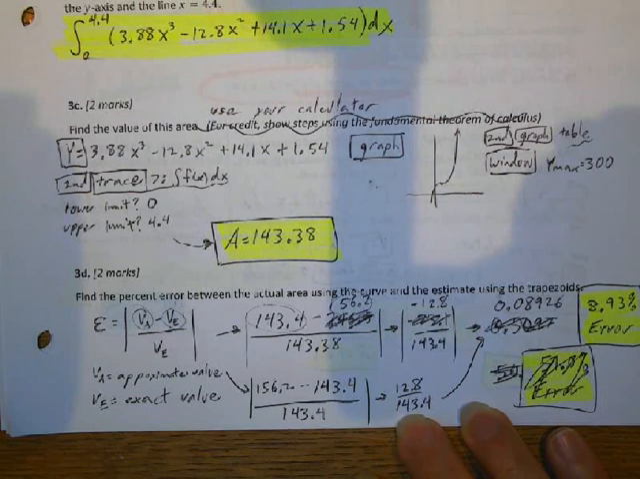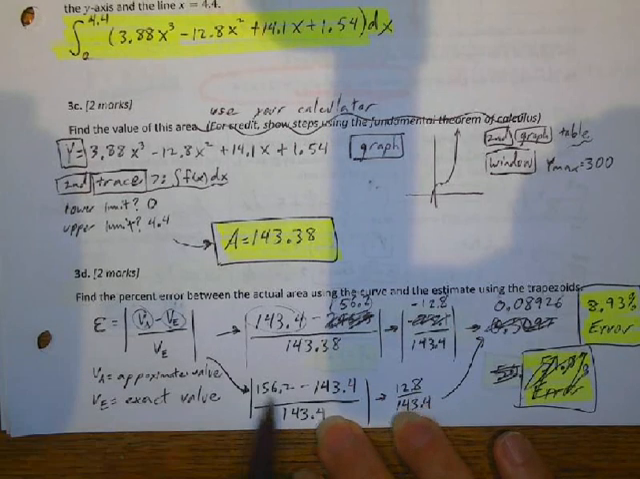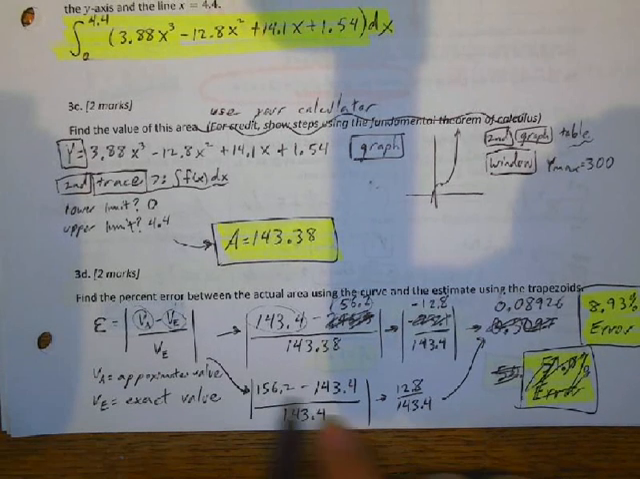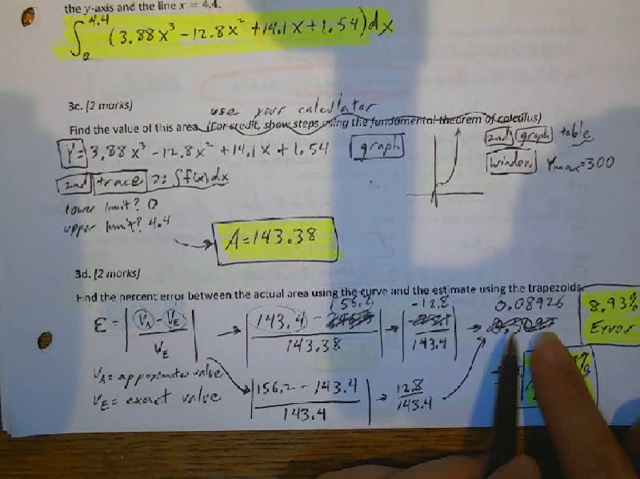Okay, so this is the approximate value minus the exact answer divided by the exact answer. Then I end up with 8.93% error.